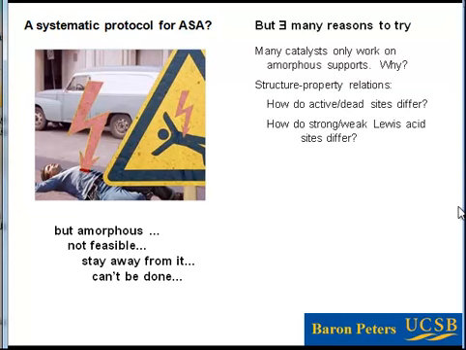And so, as I mentioned, there are many reasons to try and solve this. We have a lot of examples of catalysts that only work on amorphous supports. Examples like the Phillips catalyst, for example, for ethylene polymerization, and also from Susanna Scott's work, the MTO, methylrhenium trioxide catalyst for olefin metathesis, are just 2 examples that I've been exposed to since I started working here at UCSB. And what we would really like to have are something along the lines of structure-property relations. We would like to be able to systematically say, how do dead and active sites differ, and how are the strong and weak Lewis acid sites different?